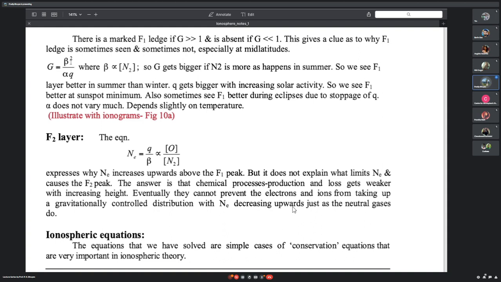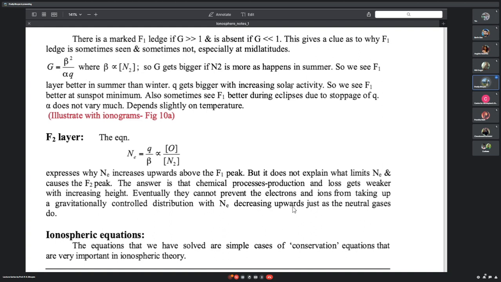So when Z is equal to beta square, beta is proportional to N2, okay? So Z gets bigger if N2 is more. Another point, beta is proportional to N2. So when N2 is present in large numbers, say in summer, because beta is in the numerator, if it is large, then you get a large Z and so an F1 ledge. So in summer, you are likely to see the F1 more.